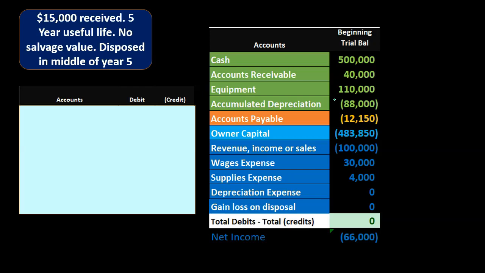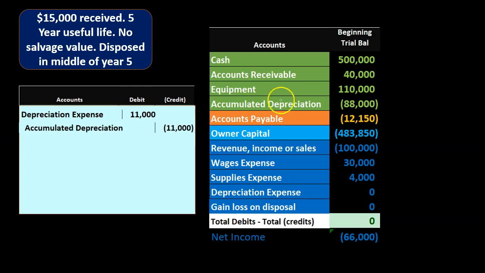We just calculated it. The adjusting entry will be the same as the adjusting entry for property, plant, and equipment, which is a debit to the depreciation expense for that $11,000 and a credit to accumulated depreciation.